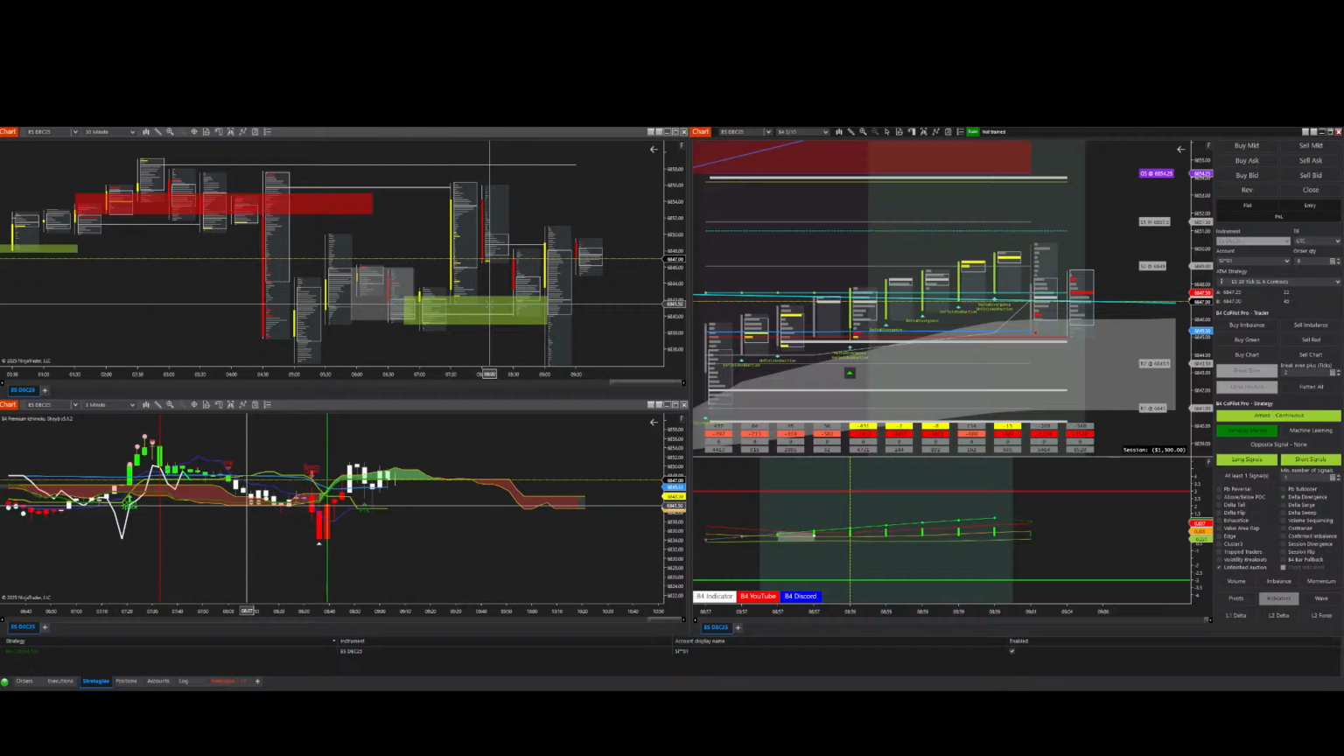Ichimoku is one of the most powerful trading systems in existence. It's a full gambit ecosystem. I mean, it's incredible.